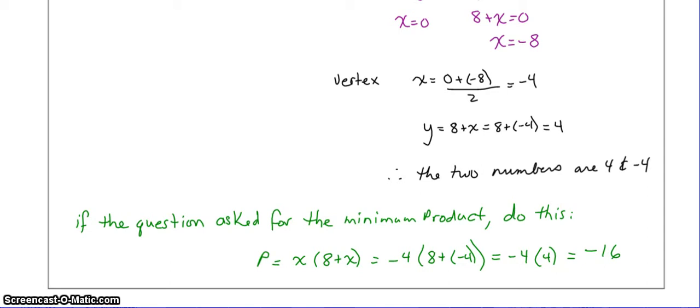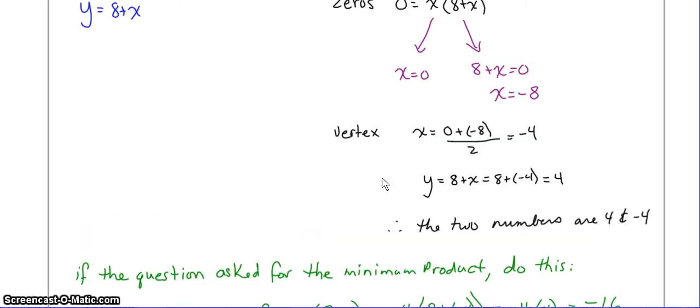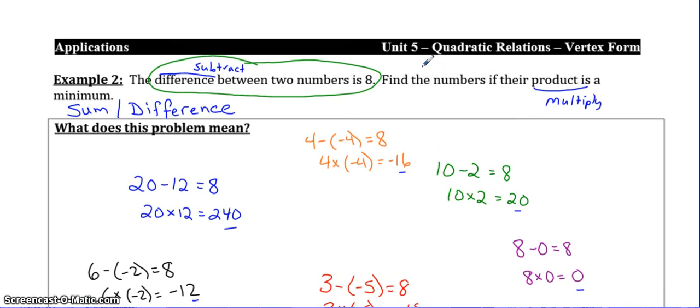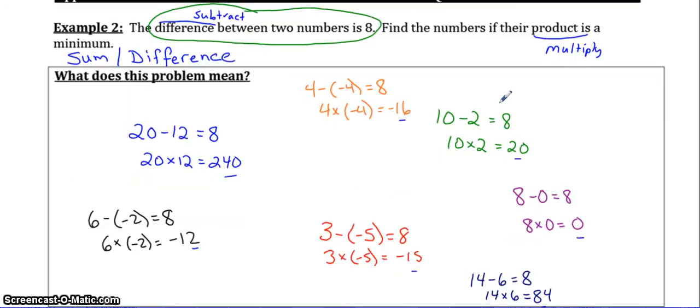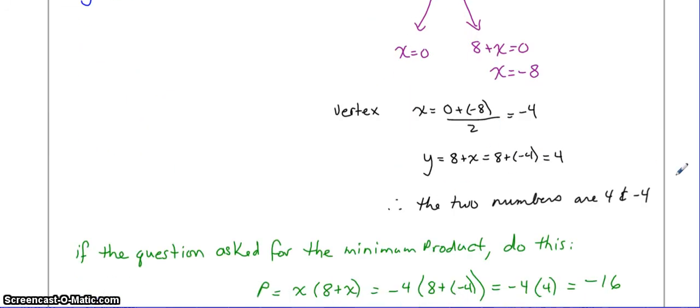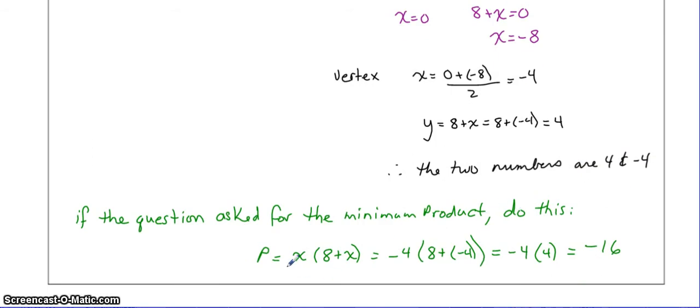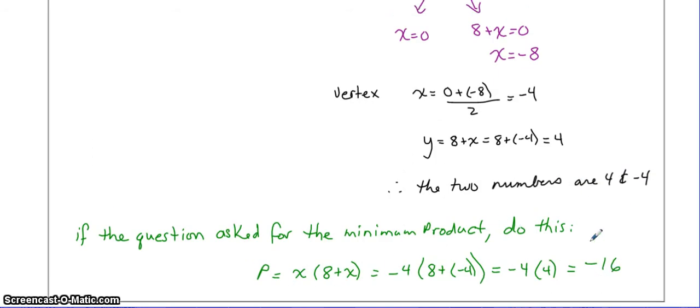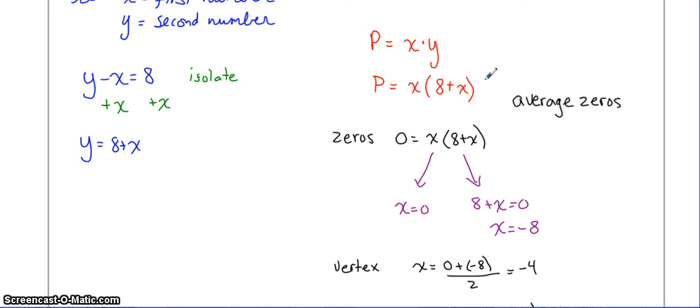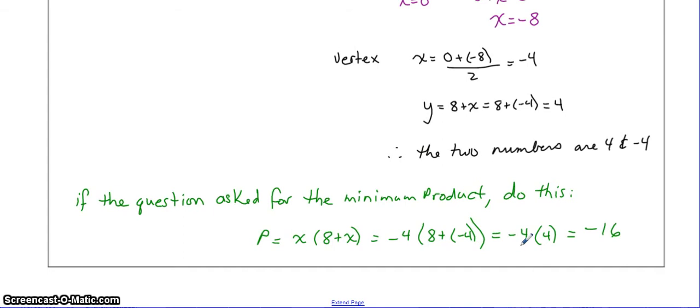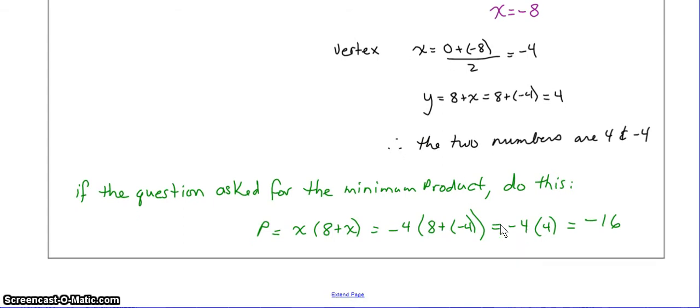Sorry we got rushed there at the end, so I just wanted to summarize for this question here. If the question just said, find the two numbers, then you can stop your work right here, which is at 4 and -4. But if the question asked for the minimum product, then you actually have to find the minimum product by using this product formula right here. So it's very important that you read the question to know how far you have to take it. So please make sure you read the question.